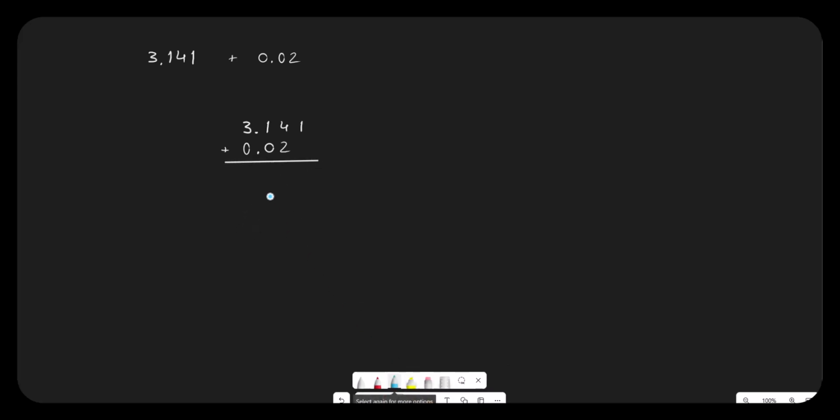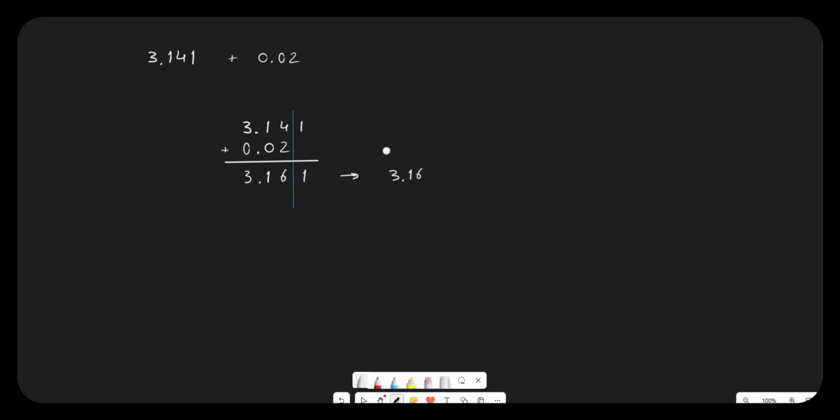This first number is good to the 1,000th place. The second number is good to the 100th place. So I'm going to draw a line right here. That's where I'm going to have to cut off. Now I'm going to do the math anyway. So I'm going to get my 3.161, but I need to cut off at this line. So this is going to round to 3.16.